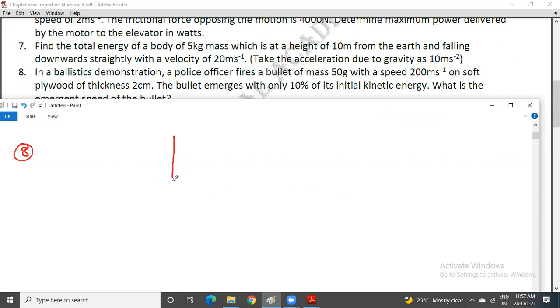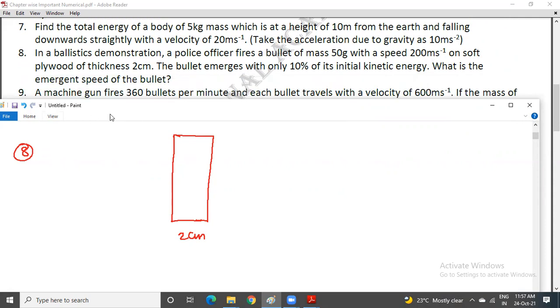Say this is a soft plywood. Its thickness is 2 centimeters. The bullet emerges with only 10% of its initial kinetic energy. First, you need to find out what is the initial kinetic energy and what is the emergent speed of the bullet.